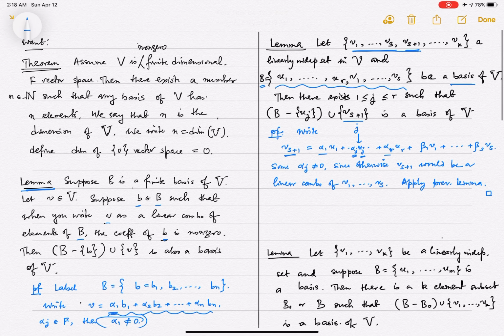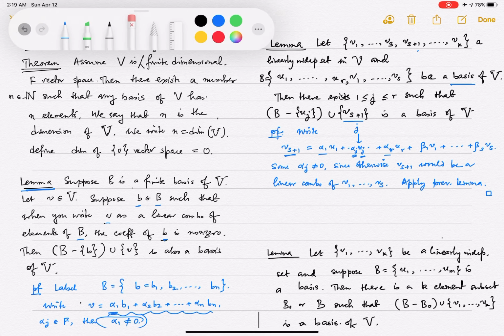Okay. So what does this say? It says that if you have a basis that looks like a bunch of u's and a bunch of v's, and these v's are linearly independent, and there is one more v which is still linearly independent with these v's, then you can add that guy at the cost of removing some u and you'll still have a basis. Okay, let's remember it in this way, and read the next one.